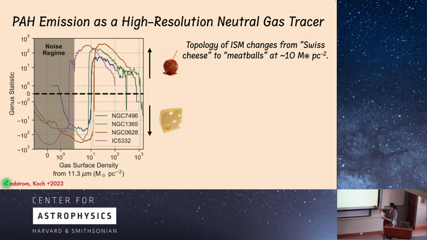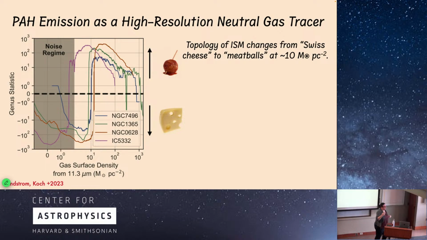And in the terminology people use, this is being more Swiss cheese-like versus being like meatballs. So meatballs are sources, Swiss cheese is holes. The actual mechanism of this statistic is at a given intensity, you see how many connected structures there are below that intensity versus above, and the difference gives you this genus statistic. So if it's negative, it's like Swiss cheese. If it's positive, it's like meatballs.